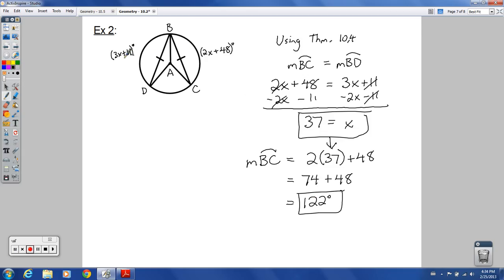And to verify your answer beyond that, you could actually plug in 37 into the other one, see if that worked out as well. And so you would do that, this would be 3 times 37, that would be 111, and then 11 plus 111 would be 122 as well. So that would work out either way you look at it.